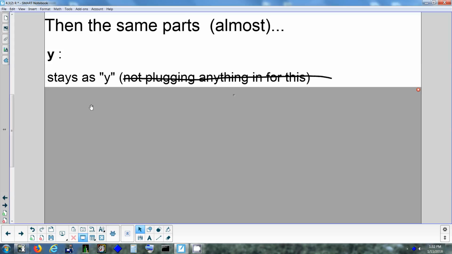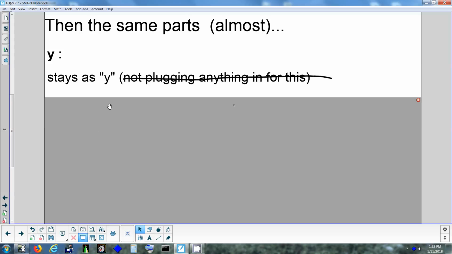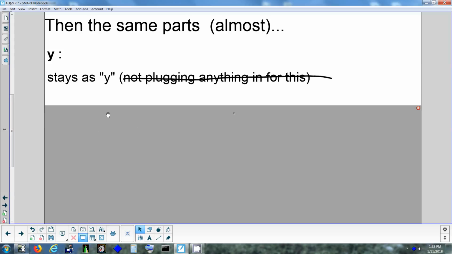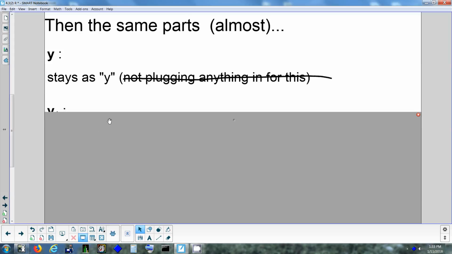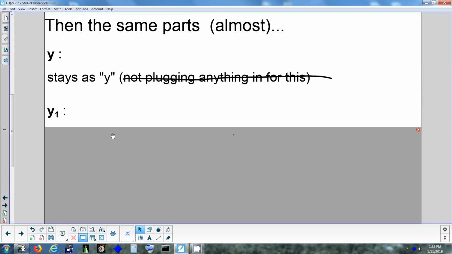All right. After the y, Ginny, what comes after the y? No, before that. No, before. In between the y and the y1. Look at the formula. In between the y and the y1. The minus, right? So you put your minus.